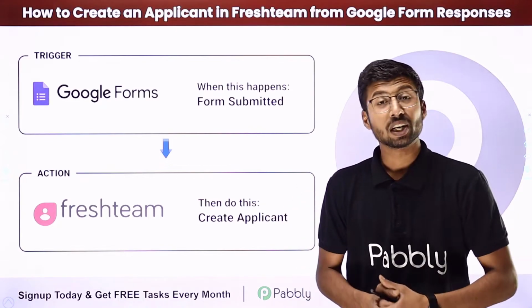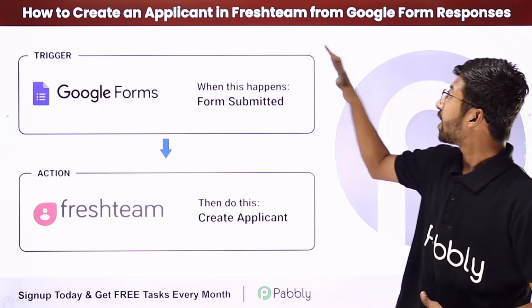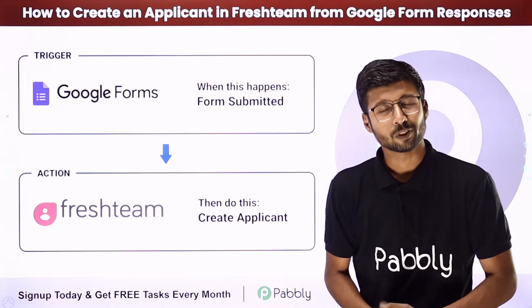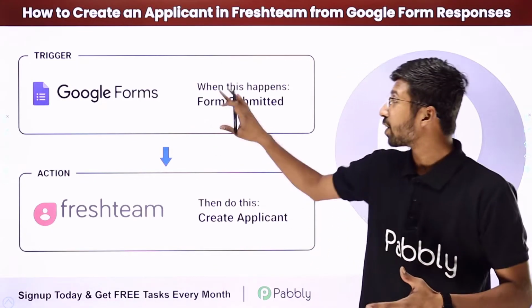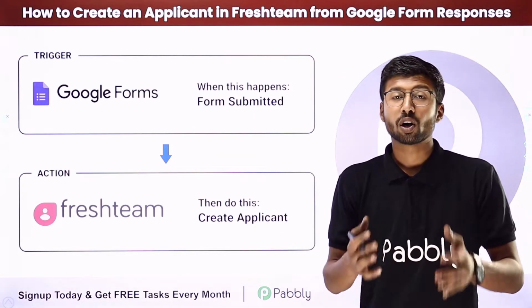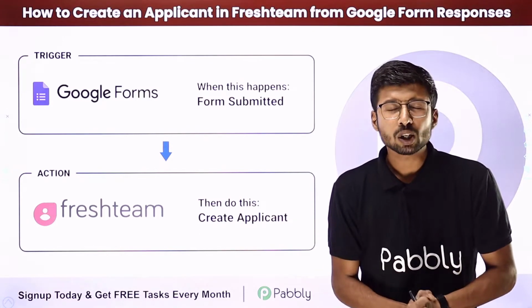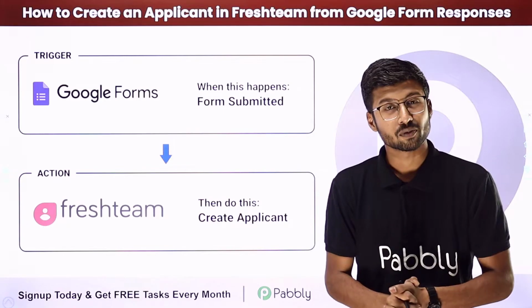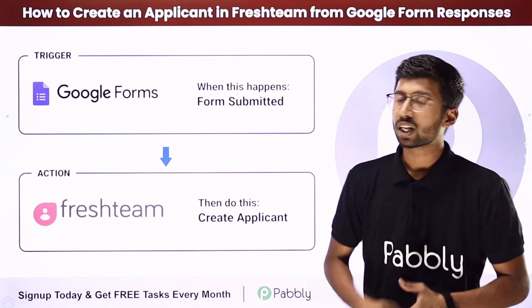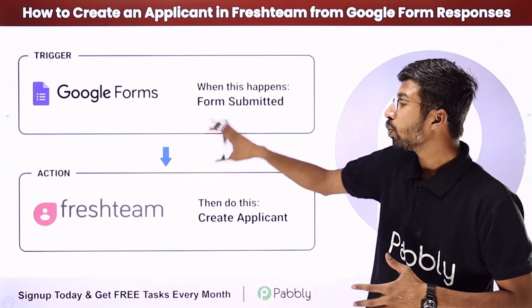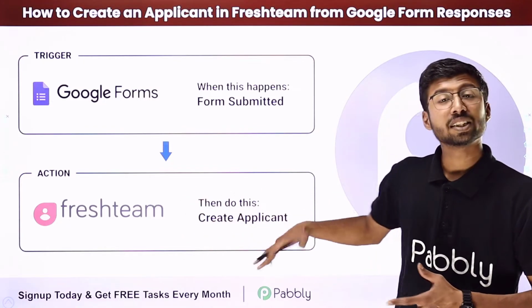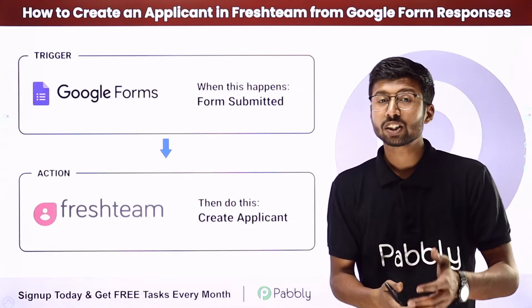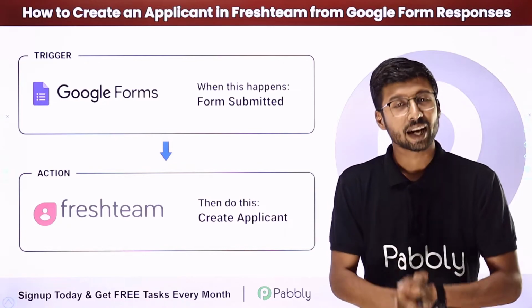So in this video, we will learn how to create an applicant in Freshteam from Google Form responses. Now suppose, guys, you have created a Google Form and you have shared it across multiple platforms. All the candidates who are interested in applying to your organization can enter their details in the form and submit it. And you want to add all the candidates who are applying as applicants in your Freshteam. So you use Freshteam to manage all your HR related activities.